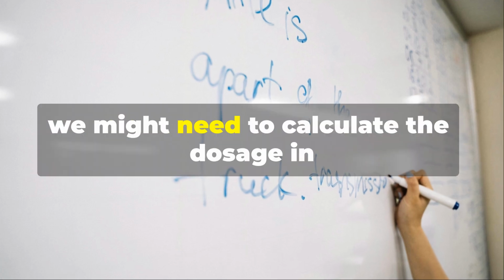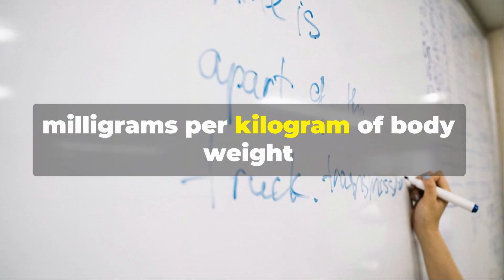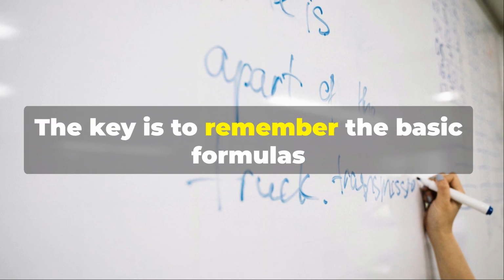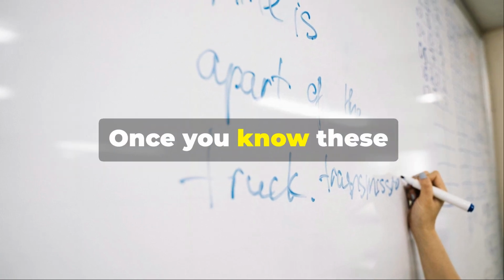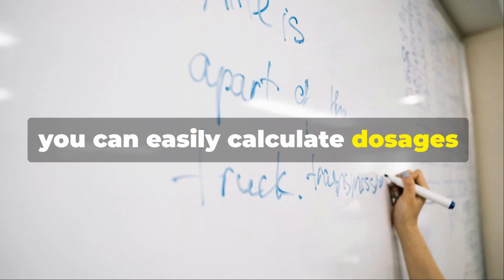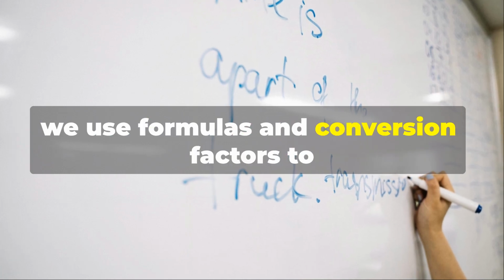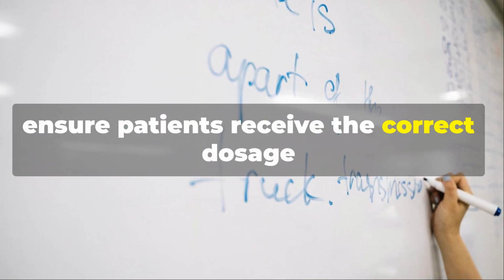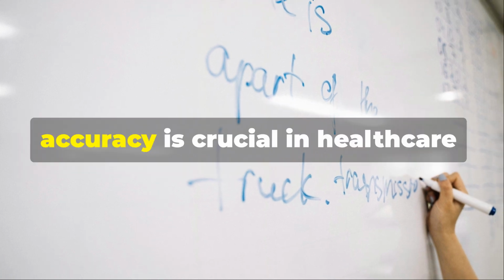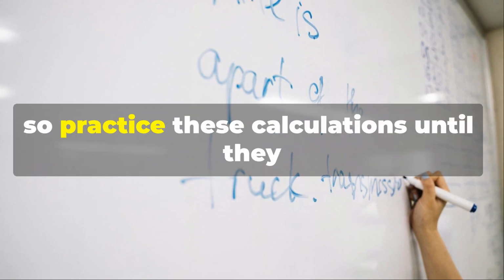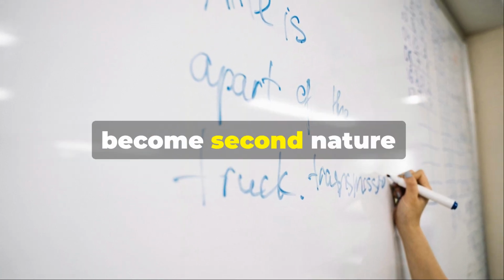For example, we might need to calculate the dosage in milligrams per kilogram of body weight. The key is to remember the basic formulas. Once you know these, you can easily calculate dosages. Just like you use a recipe to bake a cake, we use formulas and conversion factors to ensure patients receive the correct dosage. Remember, accuracy is crucial in healthcare, so practice these calculations until they become second nature.